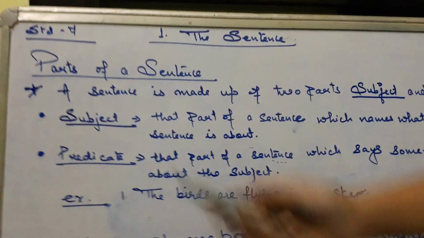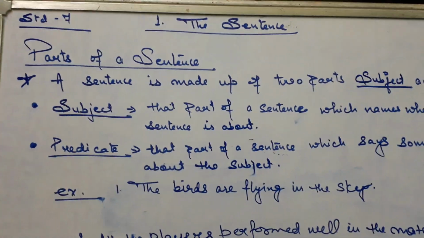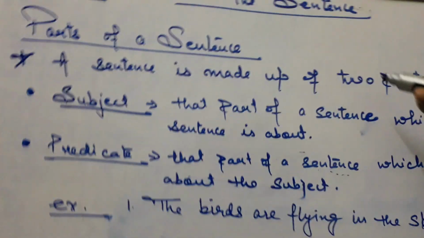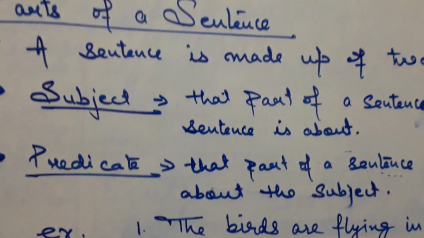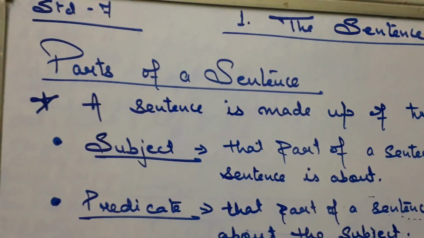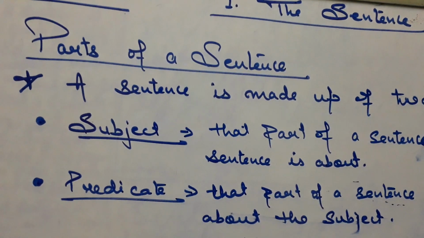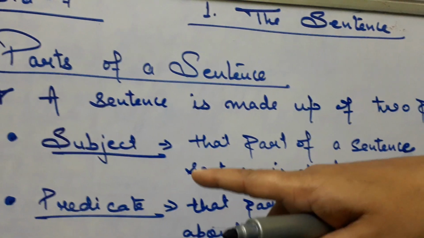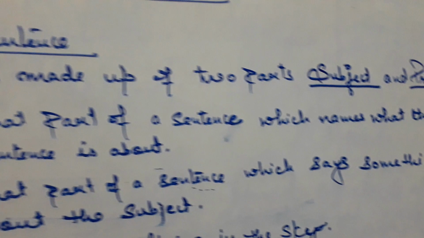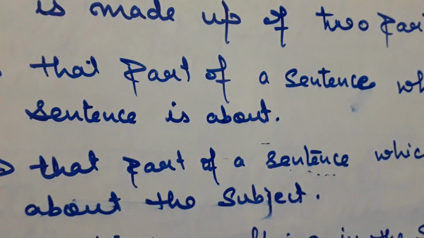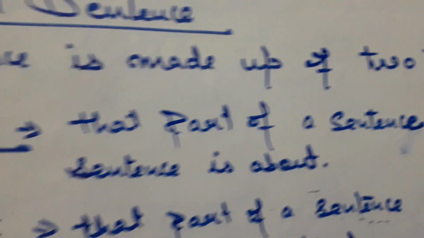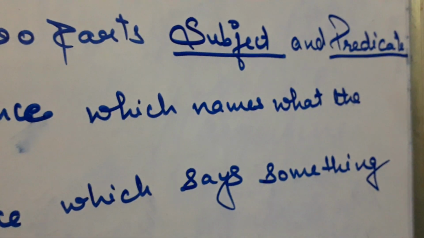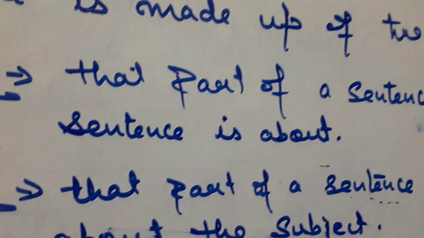Now let's move to parts of a sentence. A sentence is made up of two parts, subject and predicate. So it is very important, children, that you know that a sentence is made up of two parts, subject and predicate. Now what is a subject? A subject is that part of a sentence which names what the sentence is about. Which means subject is that part of a sentence which tells us what we are talking about.